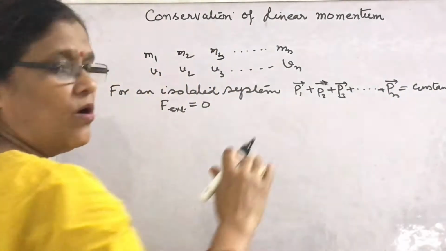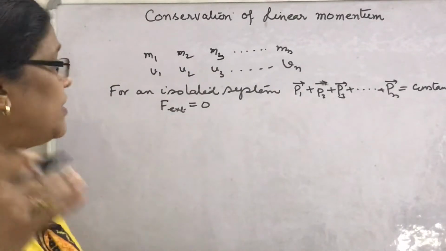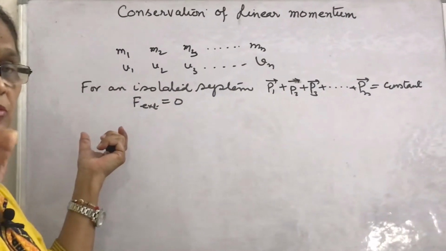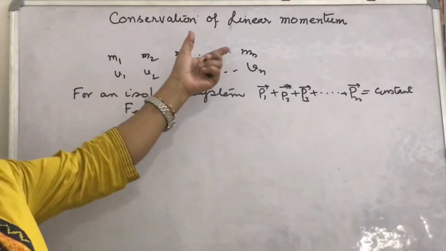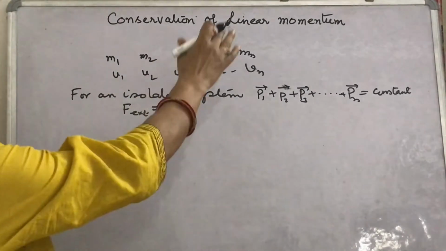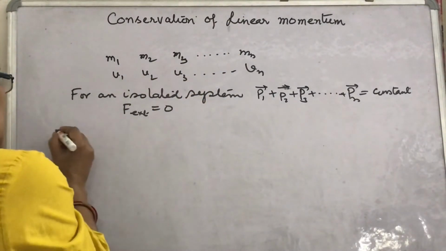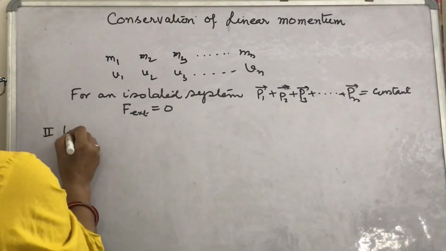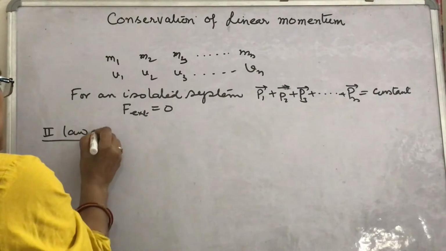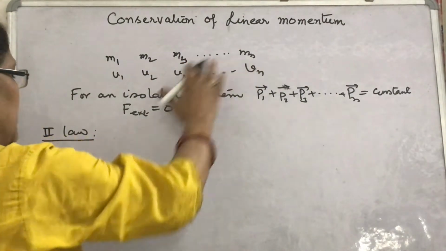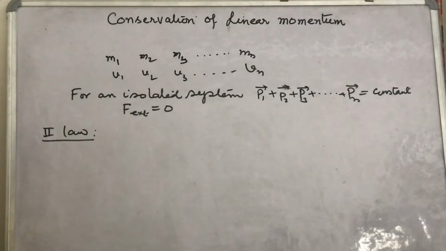This is the law. How will you derive this law? As the second and third laws both lead to this law, this is a very important fundamental law, one of the fundamental laws. Let us derive it with the help of the second law. This question is asked: derive the conservation of linear momentum using the second law.